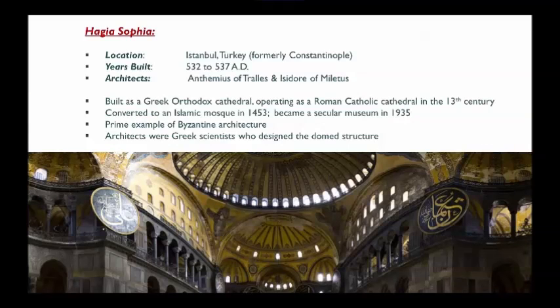So these two architects, Anthemius and Isidore, were Greek and heavily influenced by mathematics and other things that were going on at the time in Greece. And again, it's a great example of Byzantine architecture. Istanbul used to be Constantinople, and so Constantine had had a lot of influence over what was going on at the time.